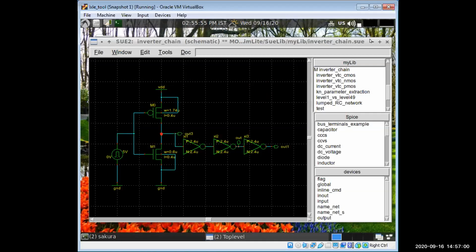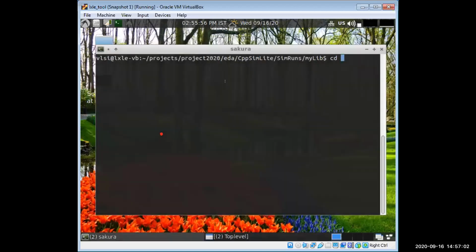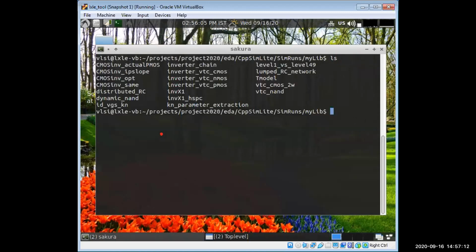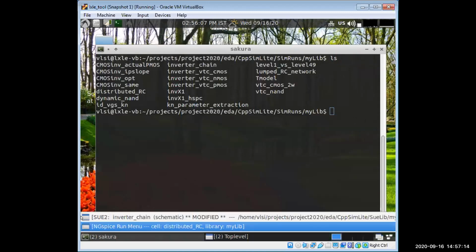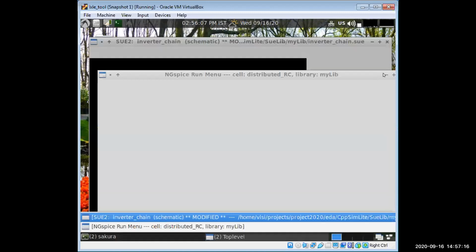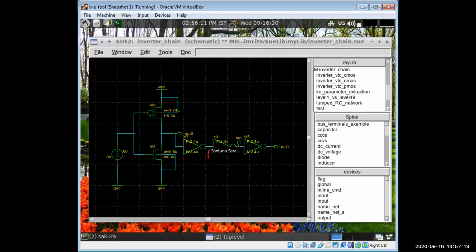I was asking about the size of the fan-out inverters. Yes, it will increase, 4 times each: suppose the first one is 1, the second one is 4 times, the third one is 16. Okay, I have taken symmetric sizes. You can increase the values and see how the simulation is deteriorating.